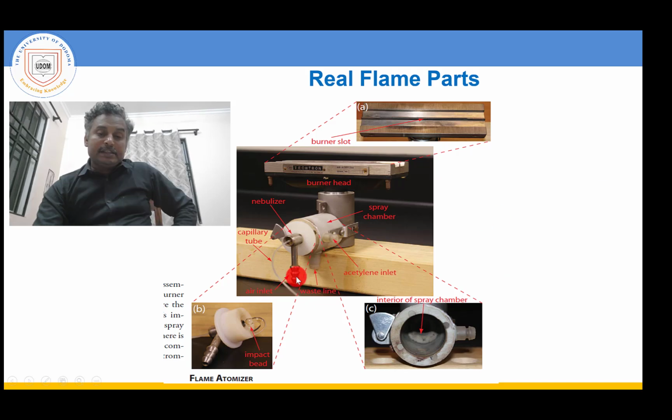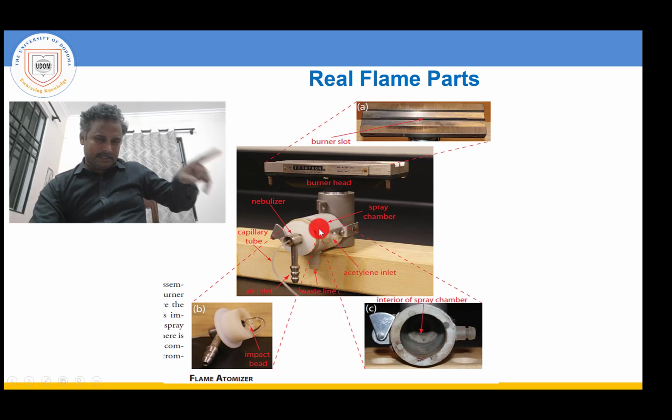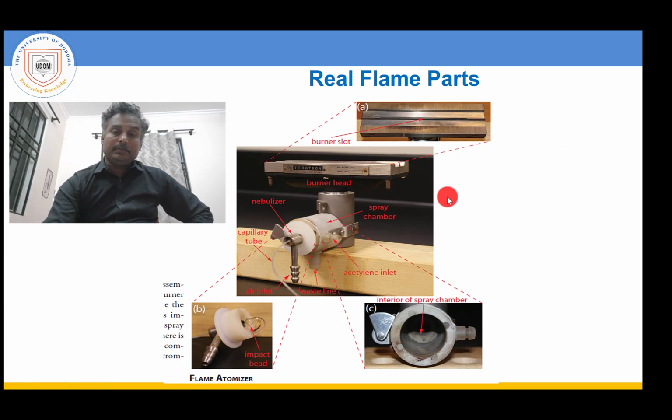These are the real flame parts. If you see here, this is the waste line, and here there is a capillary tube which will be inserted into the sample, and the sample will be going from here. And this is a mixing chamber. I am going to explain that part in the next class. And here the sample will be converted into aerosol. In the form of aerosol, it is taken to the burner head. You can see this is the burner head, where there is a burner slot. The flame will be produced through the burner slot. So these are the real flame parts which you can observe.